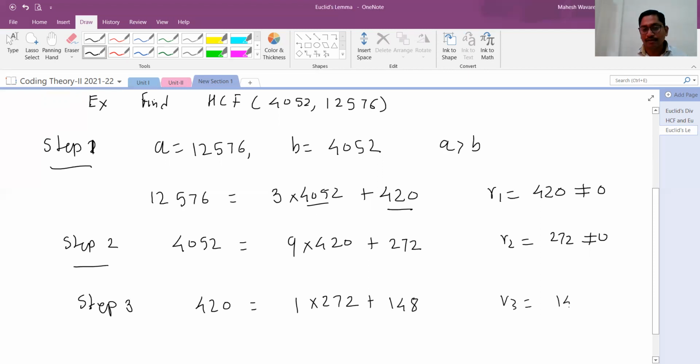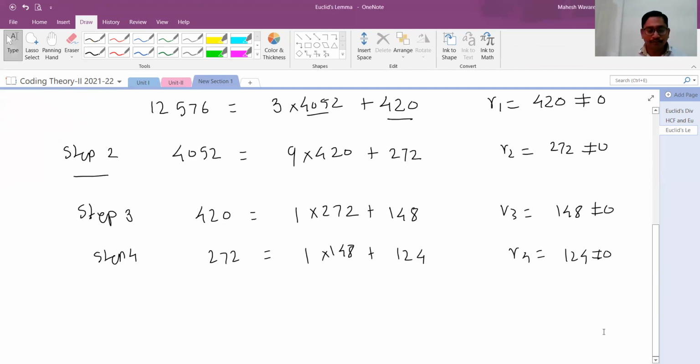So in the third step, the remainder is 148, which is not equal to 0. So I have to move to the next step. Now 272 becomes the dividend and 148 the divisor, and 148 occurs once and leaves remainder 124. So in the fourth step, the remainder is 124, which is not equal to 0. We have to continue till we get remainder 0. So 148 is divided by 124; 124 occurs once and leaves remainder 24. The fifth remainder is not equal to 0.